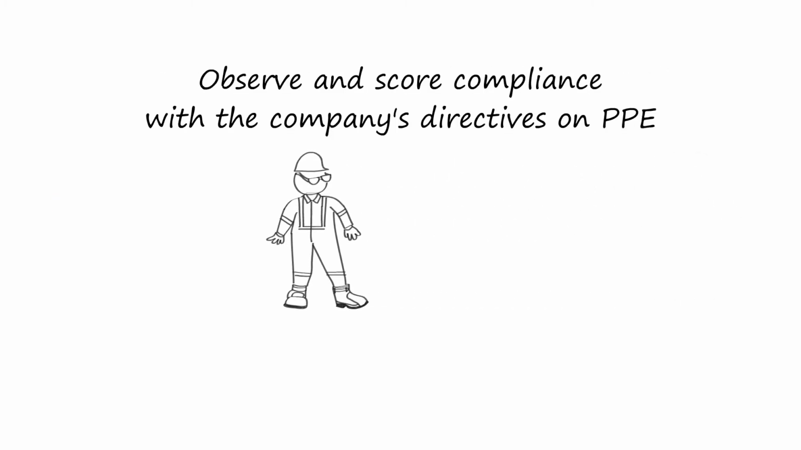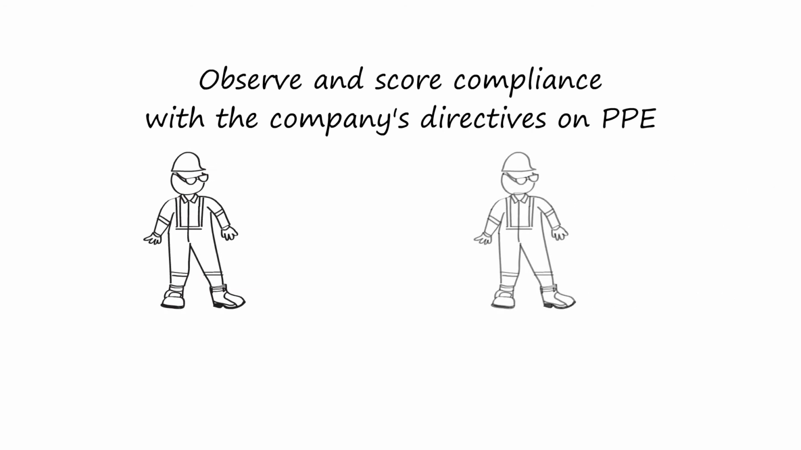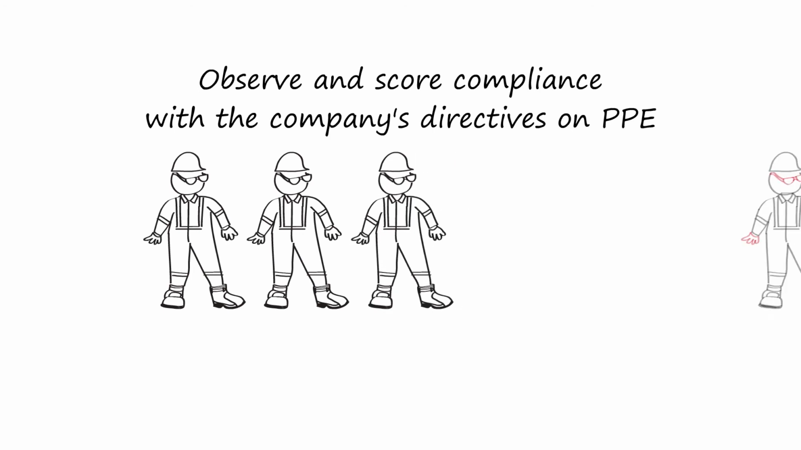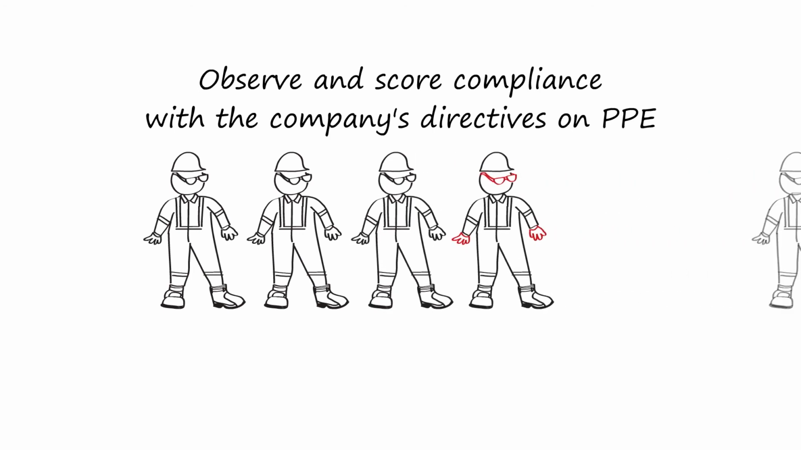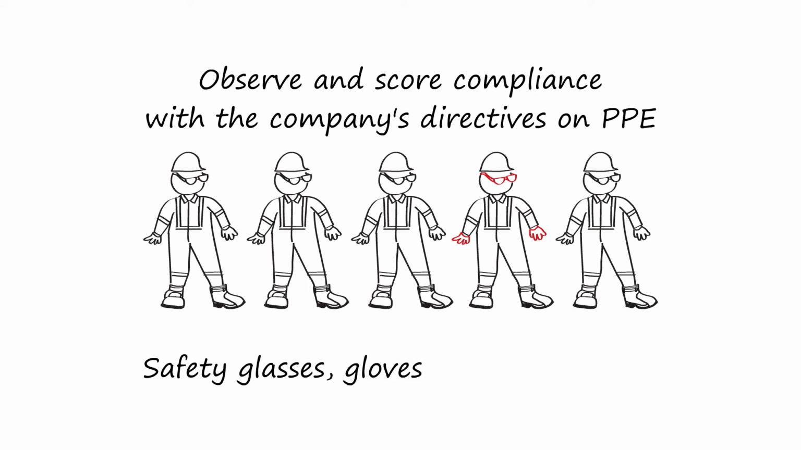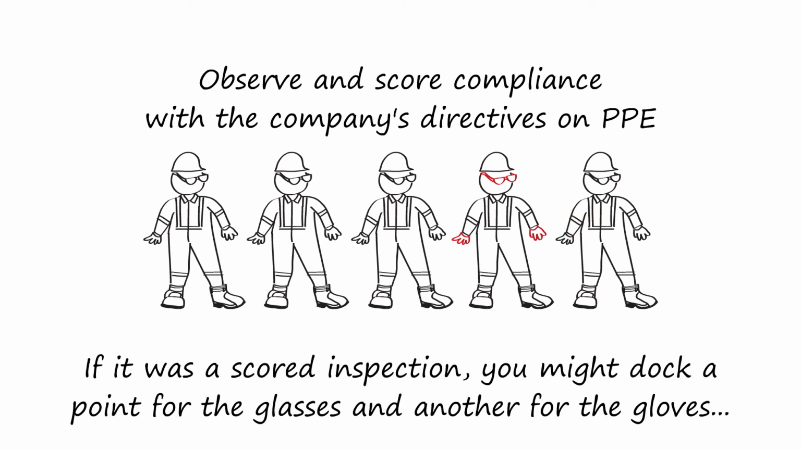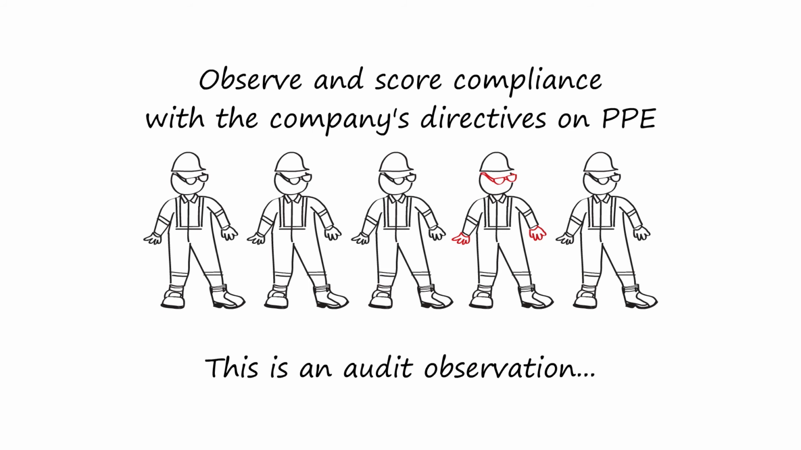So let's say you want to observe and score compliance with the company's directives on personal protective equipment, or PPE. During an observational site tour, you encounter 5 individuals who should have been wearing safety glasses, gloves, and steel-toed boots. Your sample size, or opportunities to observe PPE, is 5. Let's say 4 are fully compliant, but 1 worker is missing their safety glasses and gloves. If it was a scored inspection looking at PPE, you might dock a point for the glasses and another point for the gloves. But this is an audit observation.